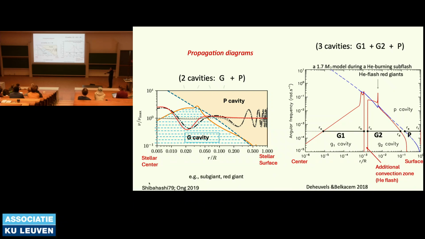On the left, we have two cavities for red giants or subgiants: the G cavity and the P cavity. And on the right, there are three cavities because this is a red giant undergoing helium flash. Because the helium flash is off-centered, we have this additional convection zone here, which separates the original G-mode cavity. So we have three cavities here. You can connect the solutions in the three cavities and get your eigenfunction or eigenfrequency relations. But the oscillation spectra for this kind of flashing star is more complicated, of course.